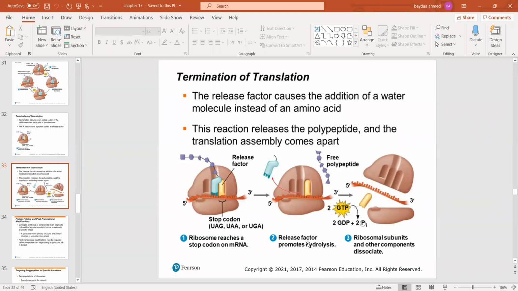The release factor promotes hydrolysis of the bond between the tRNA in the P site and the last amino acid of the polypeptide, thus freeing the polypeptide from the ribosome. The two ribosomal subunits and the other components of the assembly dissociate with the hydrolysis of 2 guanosine triphosphate molecules.